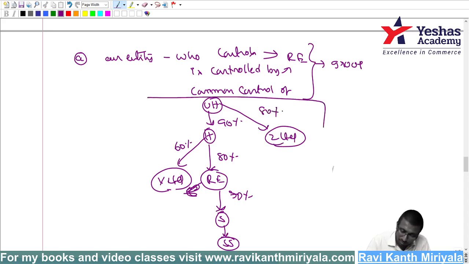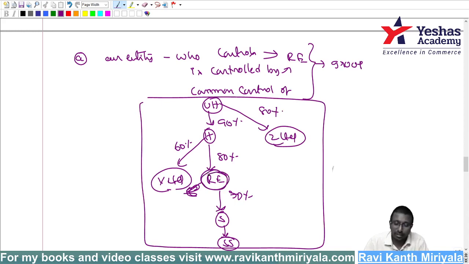Now I am telling you who are all related to the reporting entity. All are related to the RE. How? First, from my point of view, an entity which controls the reporting entity: H controls, UH controls. That's why both are related. Who is controlled by the reporting entity? S is controlled, SS is also controlled. That's why they are also related.